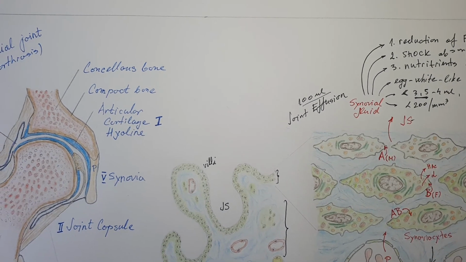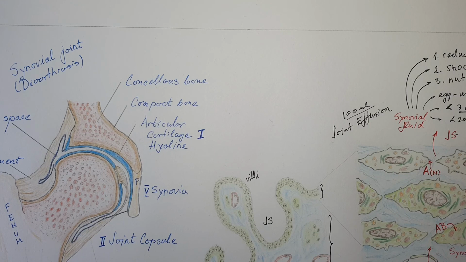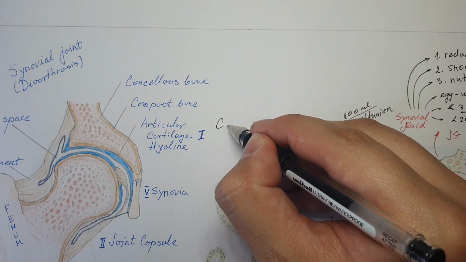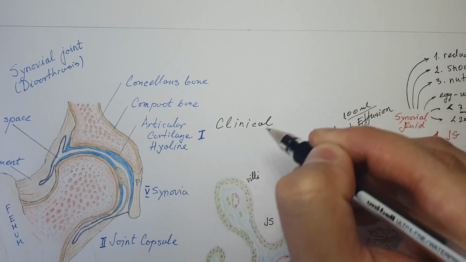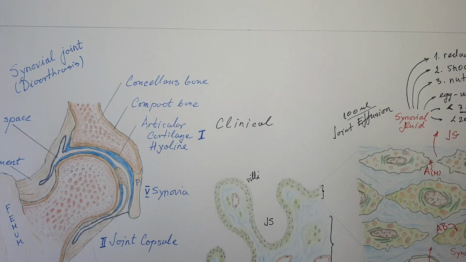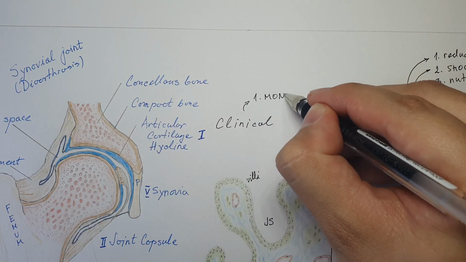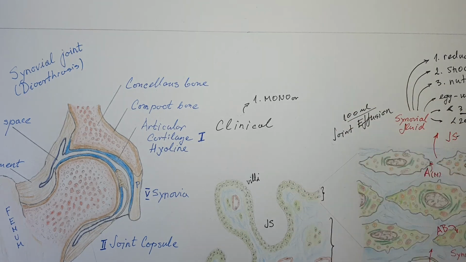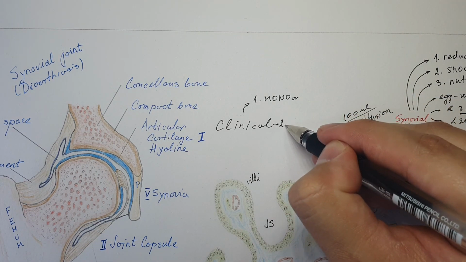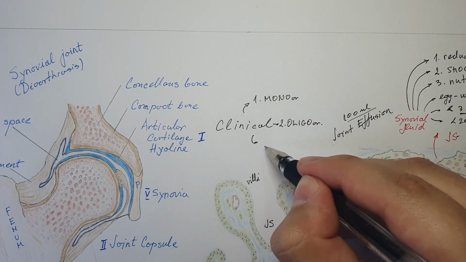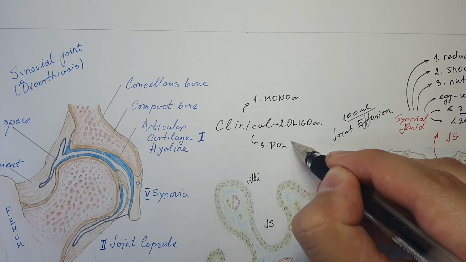The last principle is the clinical. There are many classifications of joints, but the important one that is commonly used is actually the clinical one. The clinical classification classifies joints based on monoarticular joint pathology, then oligoarticular joint pathology, and polyarticular.